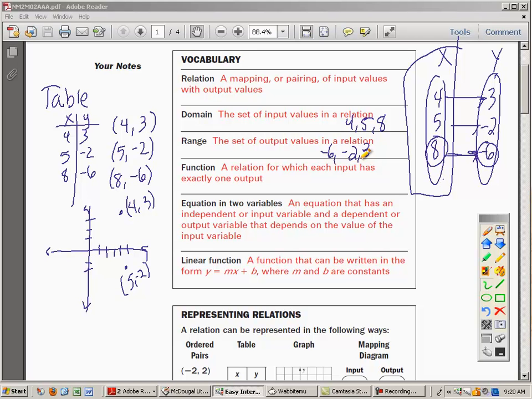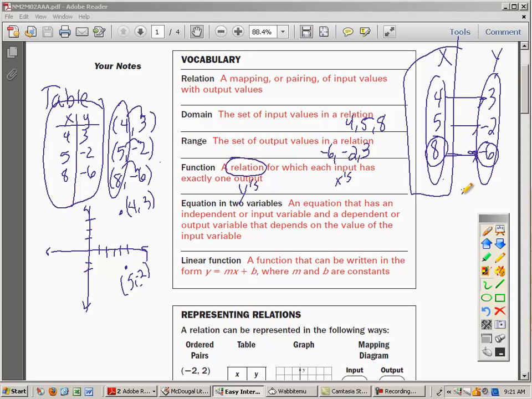A function. Now, a function is a very special type of relation. Again, realize it says here it's a relation. So first of all, a function is a relation. It's a very special type of relation in which each input has exactly one output. So each one of the inputs in our input table, and again, our inputs are our x's, and our outputs are our y's. So each one of these inputs in the first column has exactly one number that it outputs to. So 4 maps to 3, 5 maps to negative 2, 8 maps to negative 6. We see that whether we use our table, our ordered pairs, our graphing, or our mapping function over here.